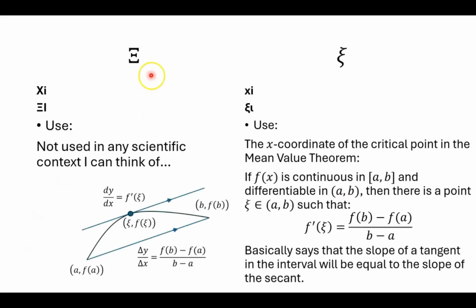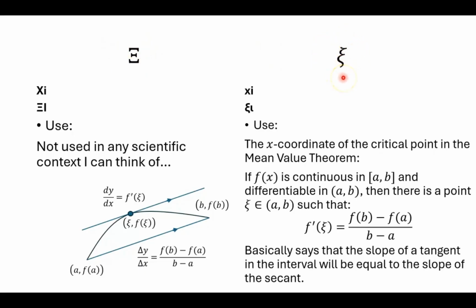The next one is psi, and for the uppercase, I have never seen it used in any scientific context, but it's a cool looking letter. You can use it in some places if you like. It's very cool and astounding to write Greek letters.